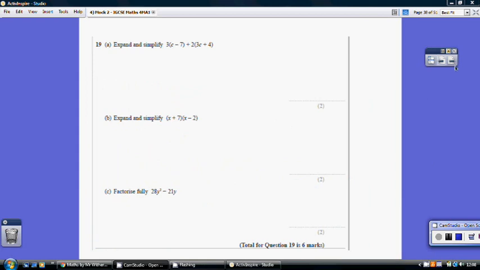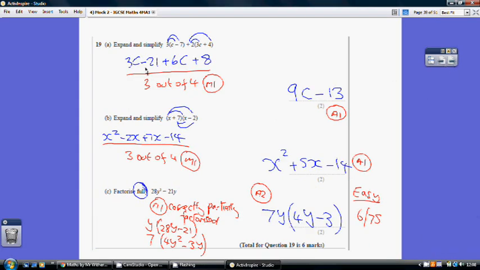Question 19. So to expand this, we do 2 lots of the claw. 3 times C is 3C, 3 times minus 7 is minus 21. Moving on to the second term, 2 times 3C is plus 6C, 2 times plus 4 is plus 8. So we've now expanded, we've got rid of the brackets. We now need to simplify by gathering the like terms. So gathering up the C's, 3C plus 6C is 9C. Gathering up the normal numbers, minus 21 plus 8 is minus 13.